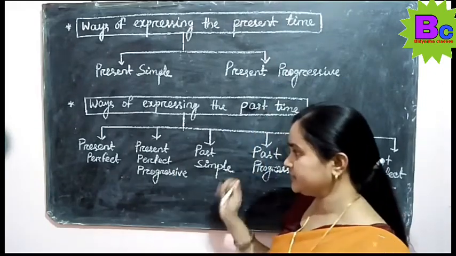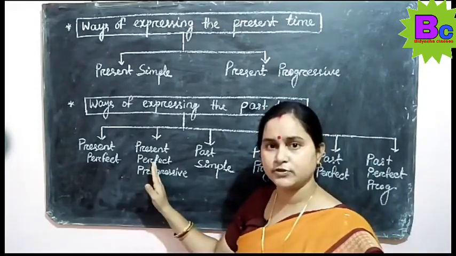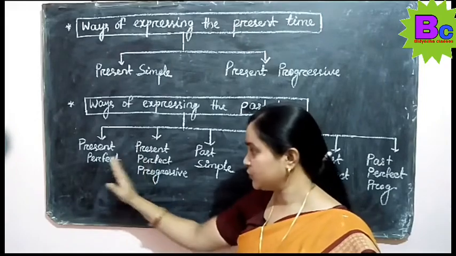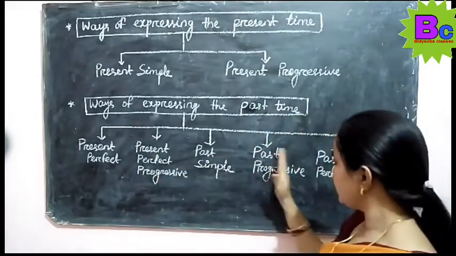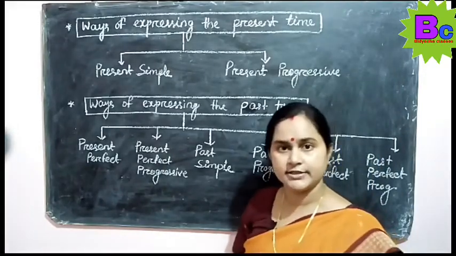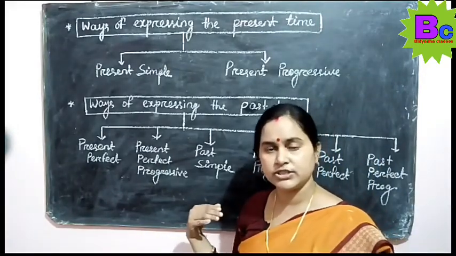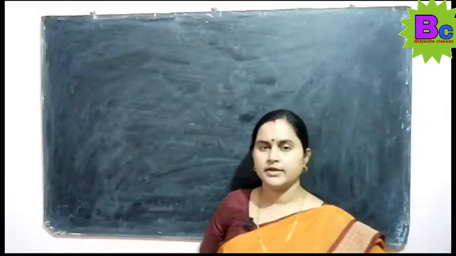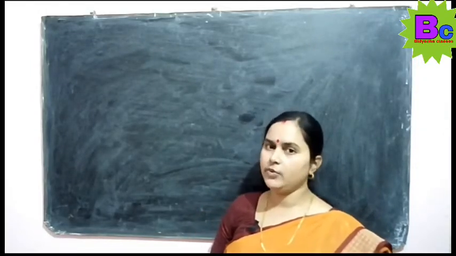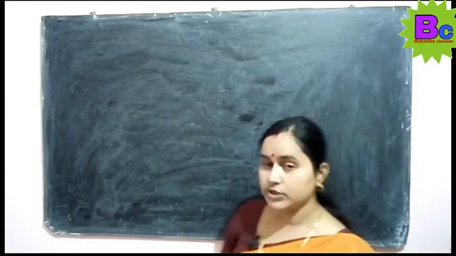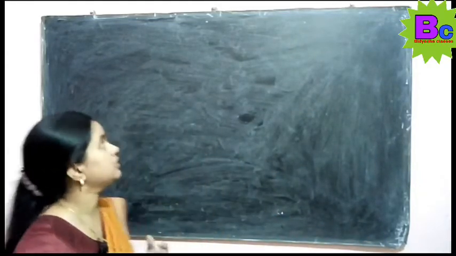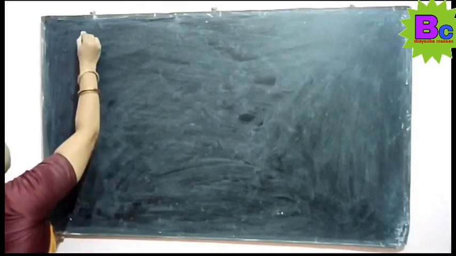Look at this chart. The last two types of present tense are used in indicating the first time, and the four types of past tense are also used in indicating the first time. So my dear students, now I am going to discuss the present perfect tense. At first I will discuss the structure of present perfect tense. Okay, look at here.